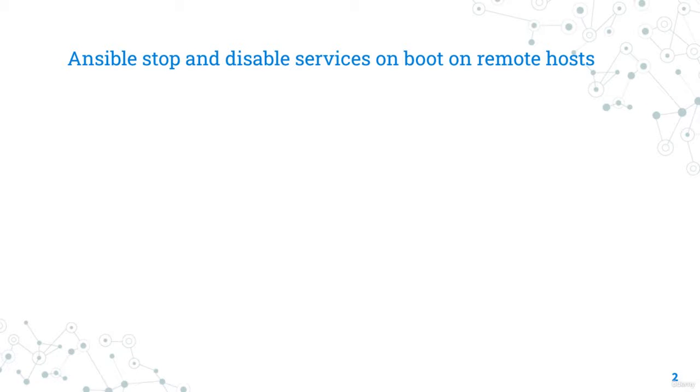Today we are talking about Ansible modules, service_facts and service. First, you need to acquire the information of a service on the target machine. This task is performed by the Ansible module service_facts. You can't disable a service that doesn't exist, can you?